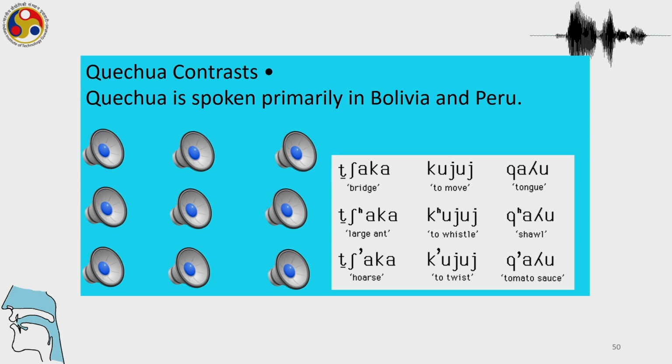Quechua is another language which has pharyngeal sounds.